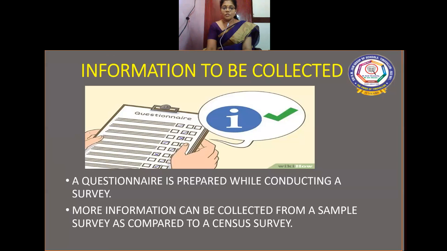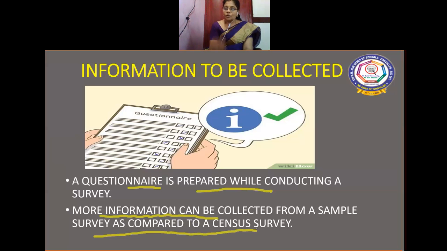Next one, information to be collected. Already in our previous chapter we discussed a lot about the questionnaire and its methods. It is a set of questions that we have prepared to conduct a survey. More information can be collected from a sample survey as compared to a census survey. For example, if we plan 5 questions for a census survey, we can include a larger number of questions in a sample survey. So we can get more information through a sample survey.